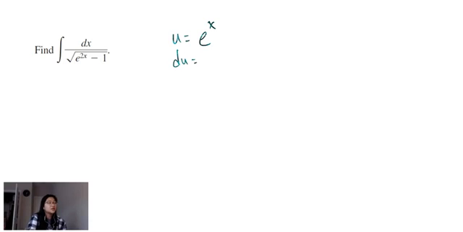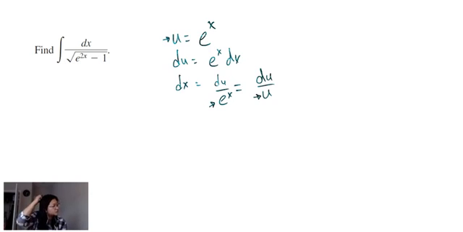And then du is e to the x dx, right? And that means that we can do what? dx is equal to du over e to the x. And, well, e to the x is just u, so we know that dx is equal to du over u. Do you see what happened? We had u was e to the x, so for e to the x, we could substitute in a u. So now we have dx equals du over u. Okay, so does that help us?